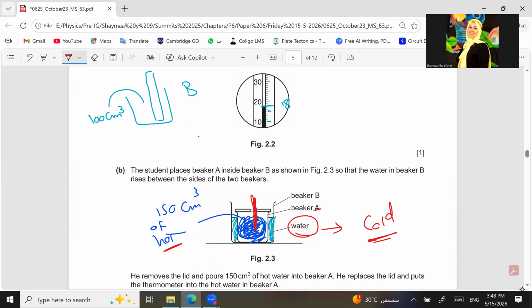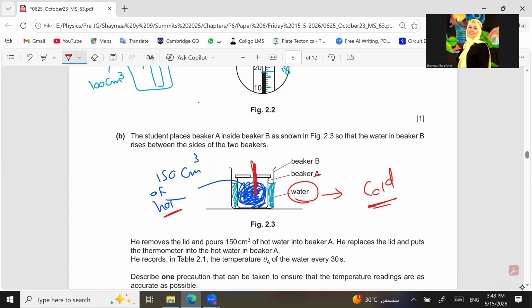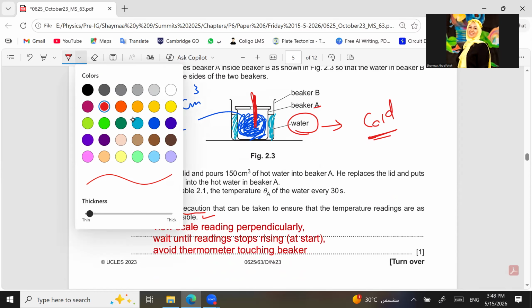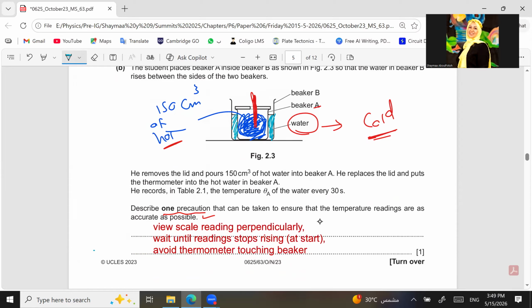The first question: describe one precaution that can be taken to ensure the temperature readings are as accurate as possible. I need to take the reading more accurately. I am taking the reading using a thermometer, and we have water. So what I have to do is look perpendicular to the scale. Why? To avoid any parallax error.